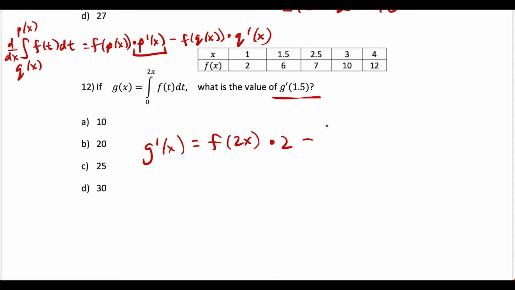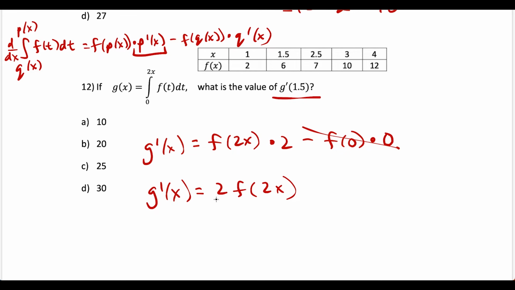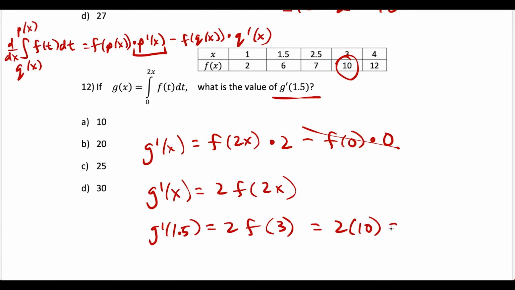And then when I plug in the lower limit, I'm going to have f of 0, but then I'm multiplying by the derivative of the lower limit, which is 0. So this last piece wipes out. So this tells us that g prime of x is equal to 2 times f of 2x like this. So now g prime of 1.5, I would just substitute in 1.5. I have 2 times f of 2 times 1.5, which is 3. And then I just have to go looking in the table. f of 3 is equal to 10. So I have 2 times 10, which is equal to 20, and this matches up with choice B.